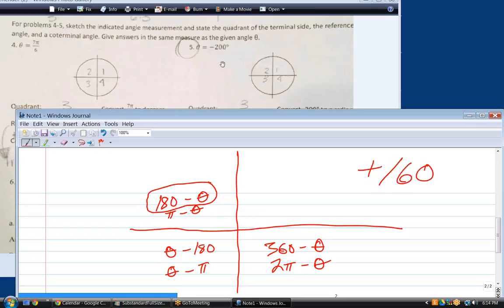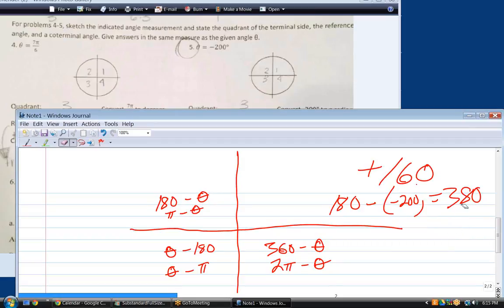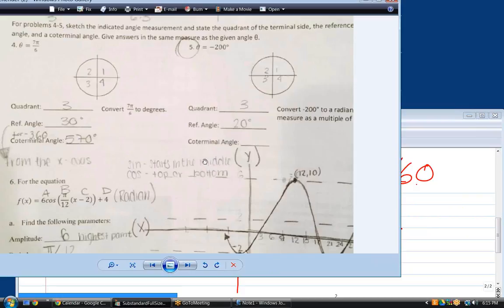Okay, so notice that if I do 180 minus a negative 200, I get 380, positive, but that's a reference angle of 20 also. So it doesn't matter which way you do it, as long as you come up with an acute angle less than 90 degrees. Your reference angle always needs to be the angle less than 90 degrees. In other words, the equivalent first quadrant angle. Okay. Now, a coterminal angle, you got it right. You add or subtract 360.